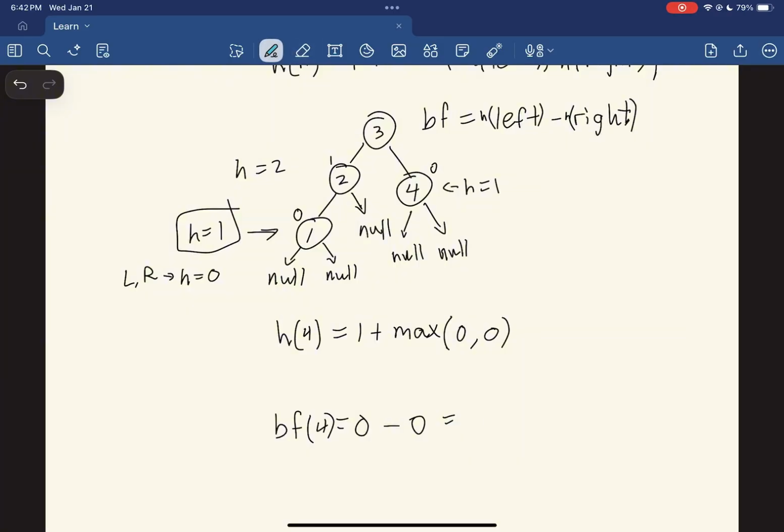Now, let's look at node 3. Node 3's left child has height 2, and on the right side the height is just 1. So looking at it, what's the max between 2 and 1? It's 2, plus 1 equals 3. So for node 3, the height is 3. What about the balance factor for node 3? It's just 2 minus 1, which gives you plus 1.